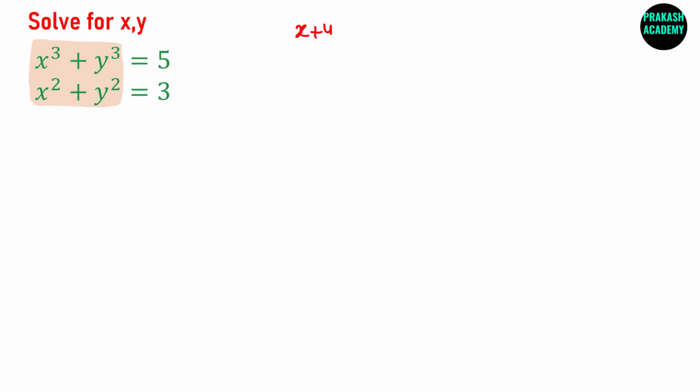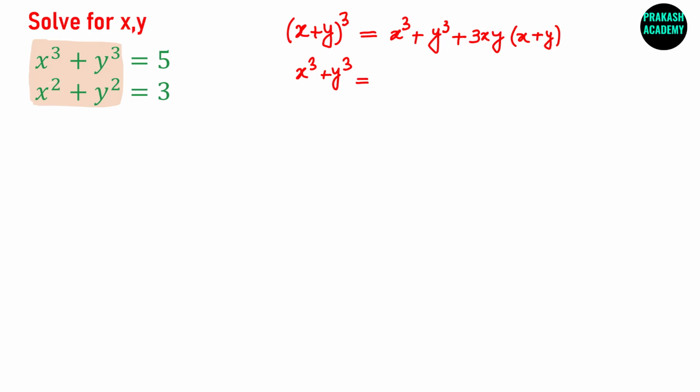So we have x plus y whole cube is equal to x cube plus y cube plus 3xy into x plus y. So from here I can write that x cube plus y cube is equal to x plus y whole cube minus 3xy into x plus y.